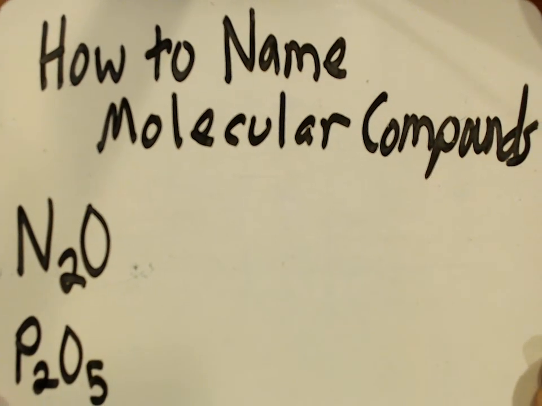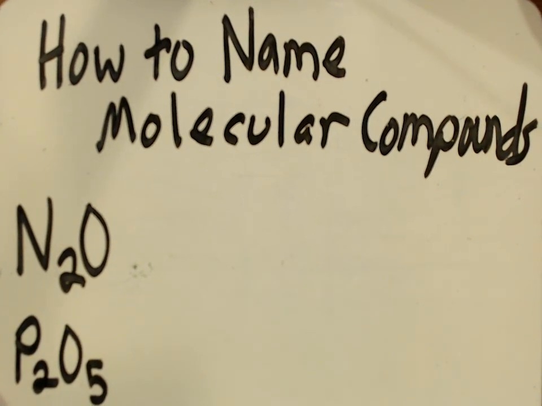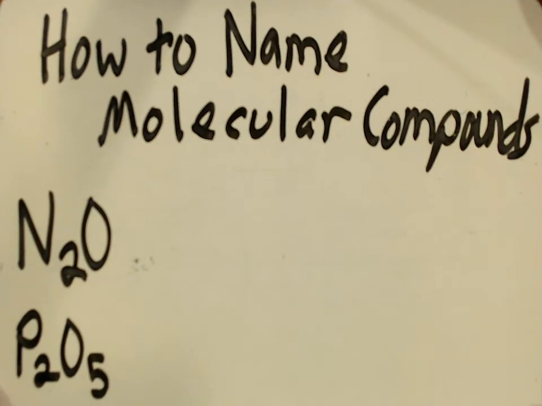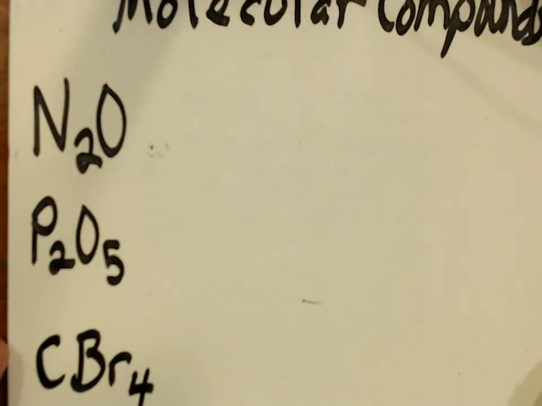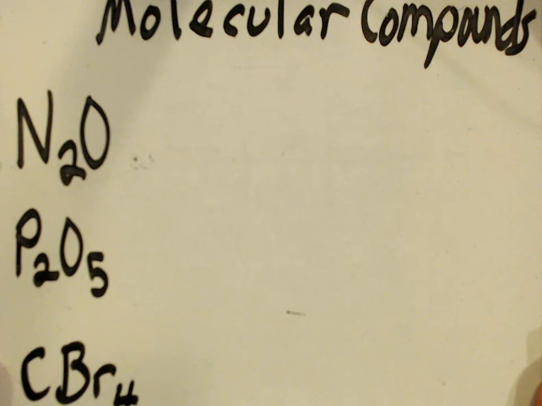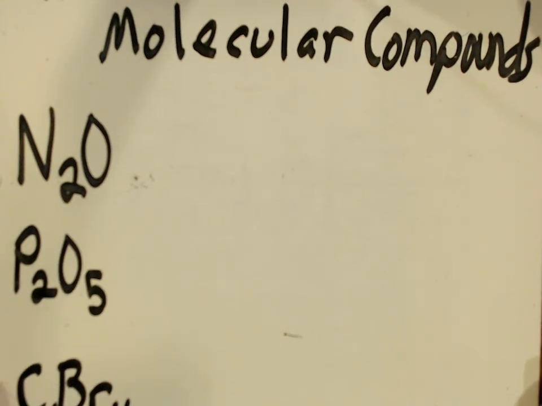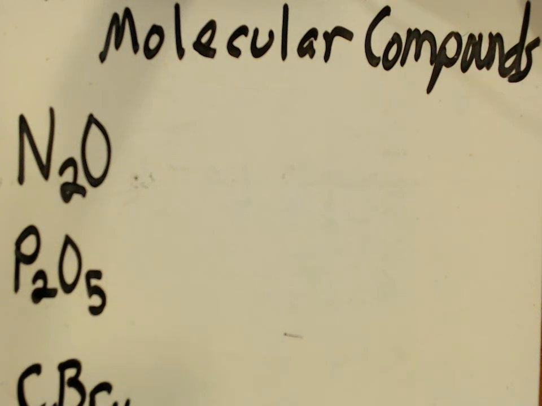Well, hello everybody. It's now time for part 2 of how to write formulas and names for molecular compounds. So here I have several examples, and I'm just going to show you what to do with them. In order to come up with the names of the molecular compounds, you will need those prefixes which were shown in the last video, and it might not be a bad idea to keep the periodic table nearby so you can look up names of elements should you forget them.